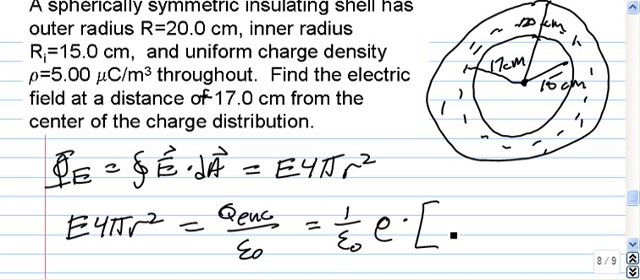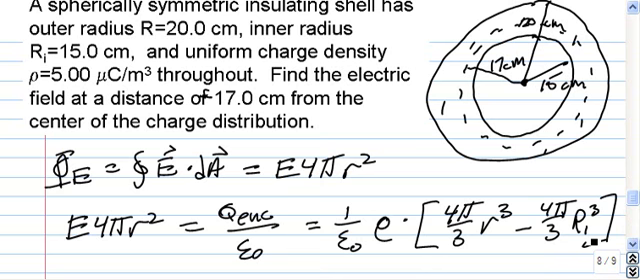Okay, so let's take a look. We know that the volume that's enclosed by the Gaussian surface itself is 4 pi over 3 r cubed. That tells you the total amount of volume that's enclosed by the Gaussian surface. Not all that volume has charge in it, though. There's a hollow center. So in order to get the volume of charge that's actually enclosed, we have to subtract out the volume of the hollow center. This gives us the volume of the shell between its inner radius and the Gaussian surface.